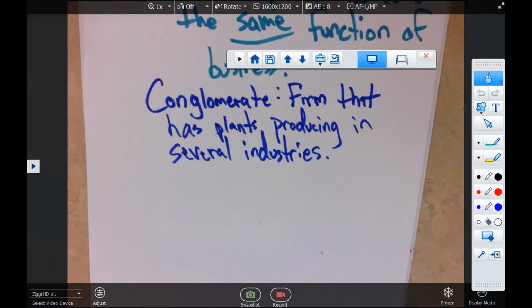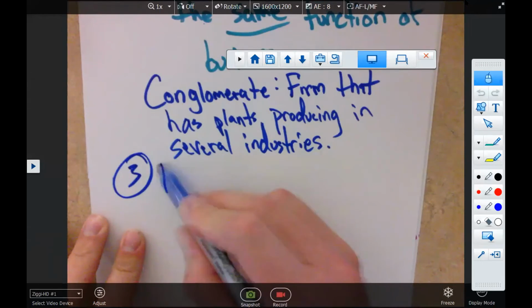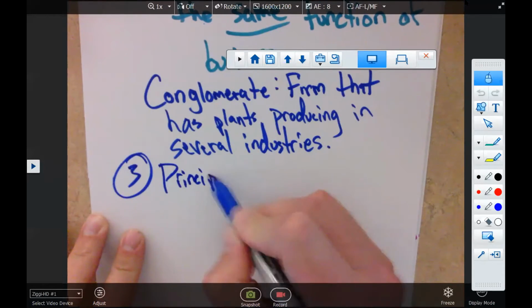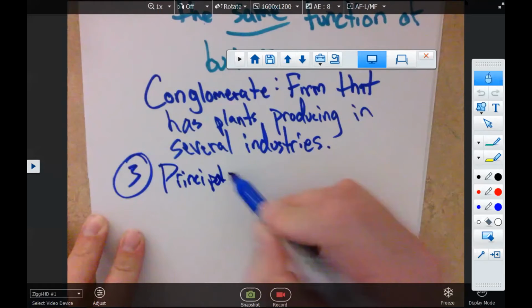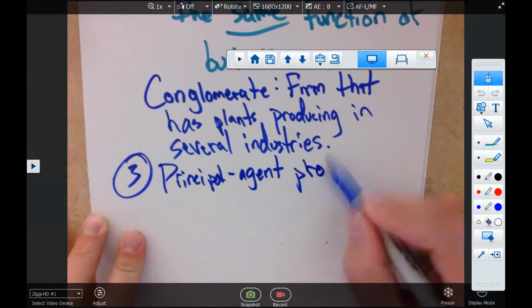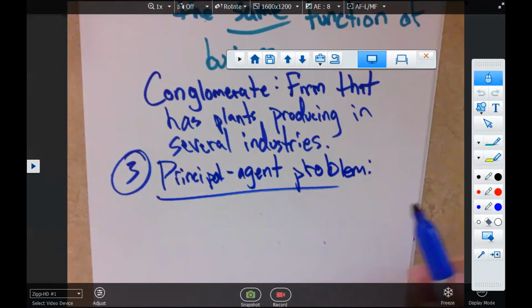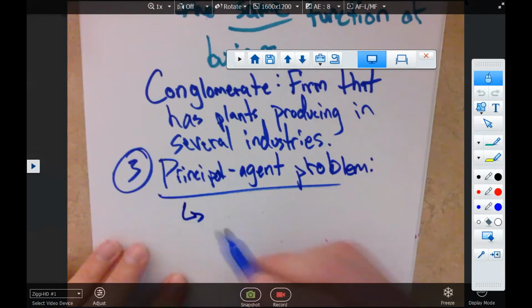Okay. Moving on. What is the principal agent problem? Who hasn't talked yet today? What is the principal agent problem? And how does it relate to corporate managers and stockholders?